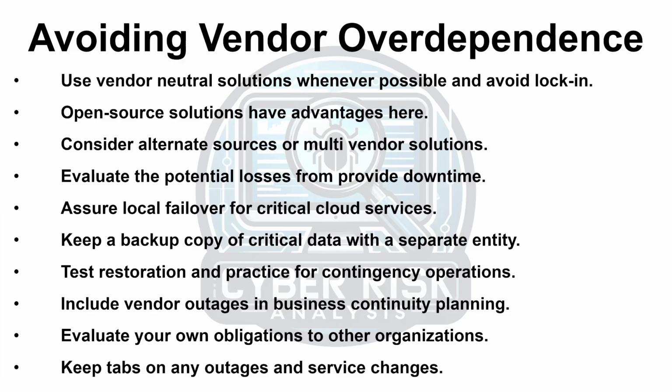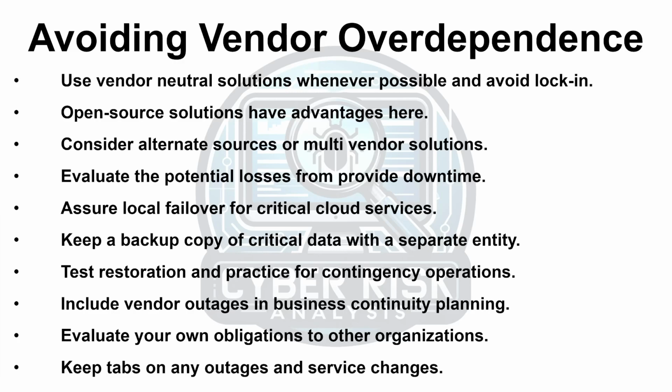So again, you want to think to yourself, okay, we're a retail operation. What happens if our internet connection goes down and we can't take credit cards? Does that mean we have to close? Is there another option? Could we maybe use a Square application on a phone? Would that meet our regulatory requirements? And also evaluate your obligation to other organizations and keep tabs on any outages and service changes.